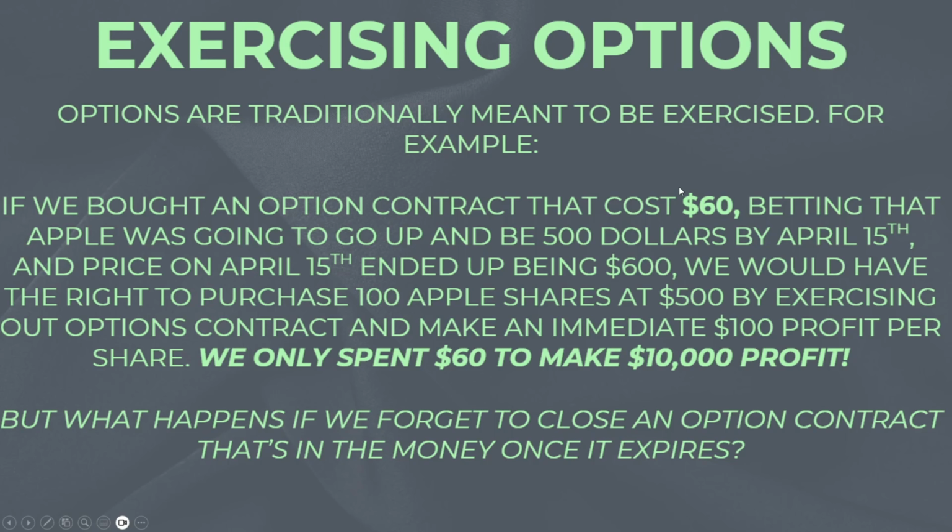But it's interesting, right? Let's say we buy this at $60. We bet that the price is going to be at least $500. The price ended up being $600. What we would have to do is exercise the contract and pay $50,000 for 100 shares of Apple stock. The reason I say $10,000 profit is you could exercise your option, buy it for 50 grand, and then immediately turn around and sell it for 60 grand. Then you would be making that $10,000 of profit.